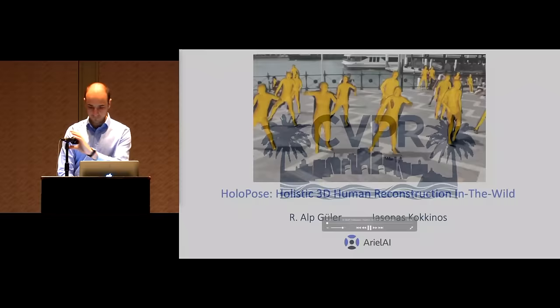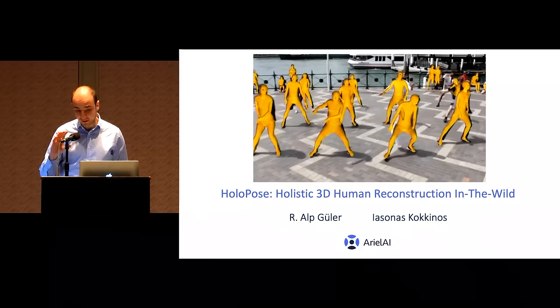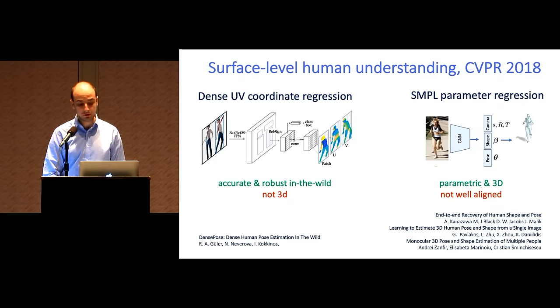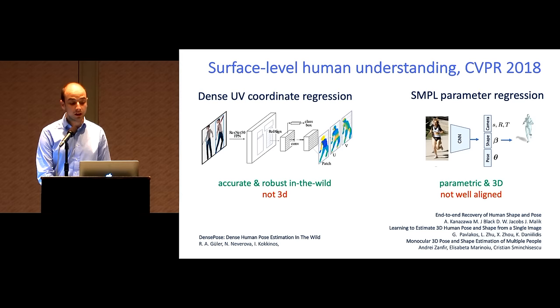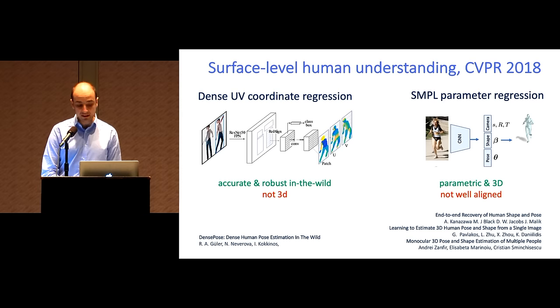Hello, I'm Alp from Aerial AI, and I'll be presenting our work titled HoloPose: Holistic 3D Human Reconstruction in the Wild. Human pose estimation has recently progressed from 2D keypoint-based to 3D surface-based understanding. In the last CVPR, DensePose proposed dense UV coordinate regression, mapping human pixels to the 3D surface of the human body. DensePose is accurate and robust in the wild, but does not provide a 3D reconstruction. On the other hand, parametric models relying on a simple model regress kinematic parameters from an image.